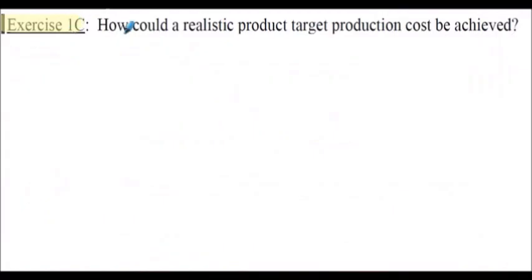Exercise 1C here. The question posed is: how could a realistic product target production cost be achieved? Perhaps you might want to take a moment here to stop the presentation and think about the various approaches that could be adopted to try and estimate a realistic product target production cost. I will show some suggestions on the following slide.